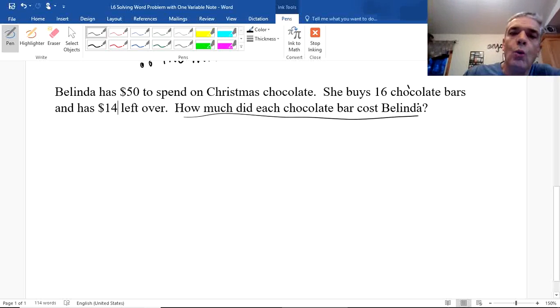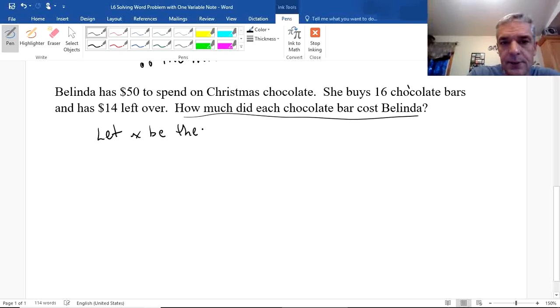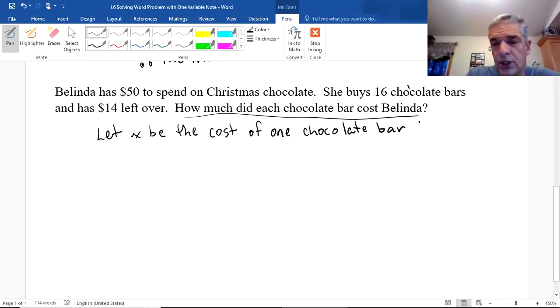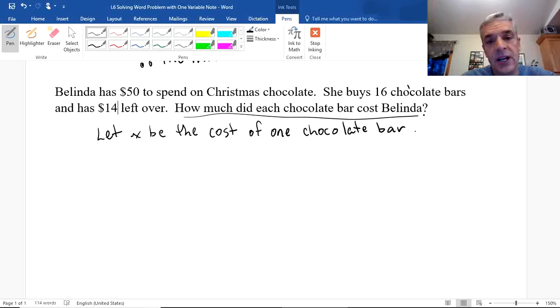And so what you want to do is start with a let statement that says let, and I like the letter X, be the cost of one chocolate bar. And then we're going to work towards solving for X. If we can find X, we're all set. Now again, the most challenging aspect of solving this is coming up with an equation.